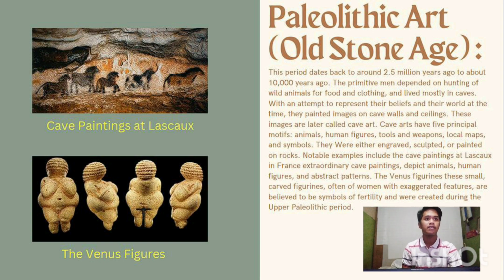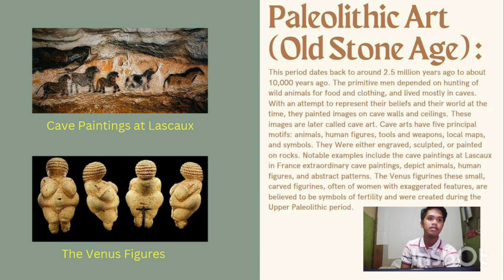Cave art has five principles. First, the motifs: animals, human figures, tools, and lastly, weapons, local maps, and symbols. They were either engraved, sculpted, or painted on rocks. Notable examples include the cave paintings of Lascaux in France. Extraordinary paintings depict animals, human figures, and abstract patterns. The example is on our PowerPoint presentation.